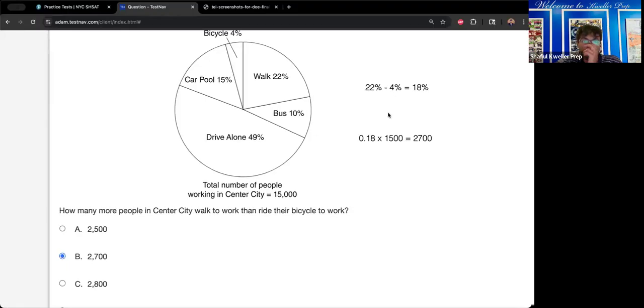So yeah, this was very simple. It's just like two-step, easy. Subtract the percentages, get the difference, multiply the difference by the total. I meant to put an extra zero, but okay. Let's move on to the next one.